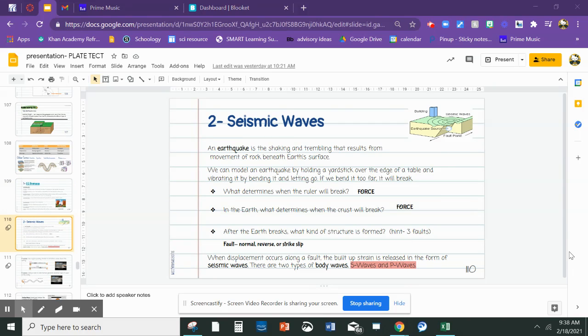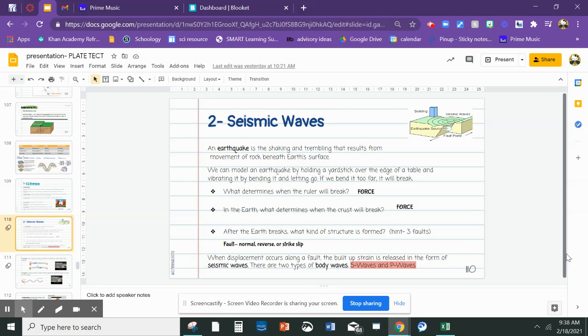We then looked at seismic waves. Seismic waves are earthquake waves. I modeled with a ruler. If I have a meter stick and I'm pushing on it, what determines when the meter stick or ruler will break? It's the amount of force. The same thing happens in Earth. What determines when the crust will break is also force. And when the Earth does break, it forms a fault.